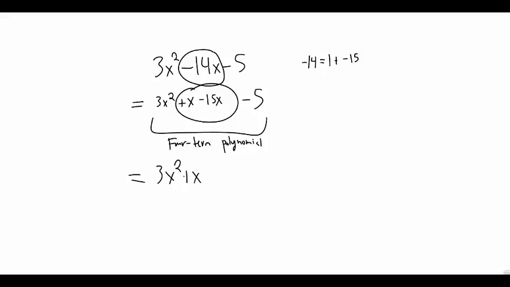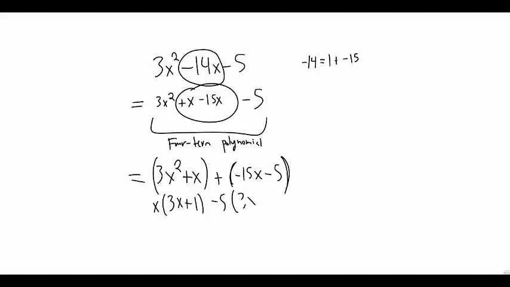Let's go with the first 2 terms as one group, the second 2 terms as the other group. This first group, it's a binomial. The GCF turns out to be x. What remains is 3x plus 1. The GCF of the second group, this binomial over here, is minus 5, and what's left is 3x plus 1.